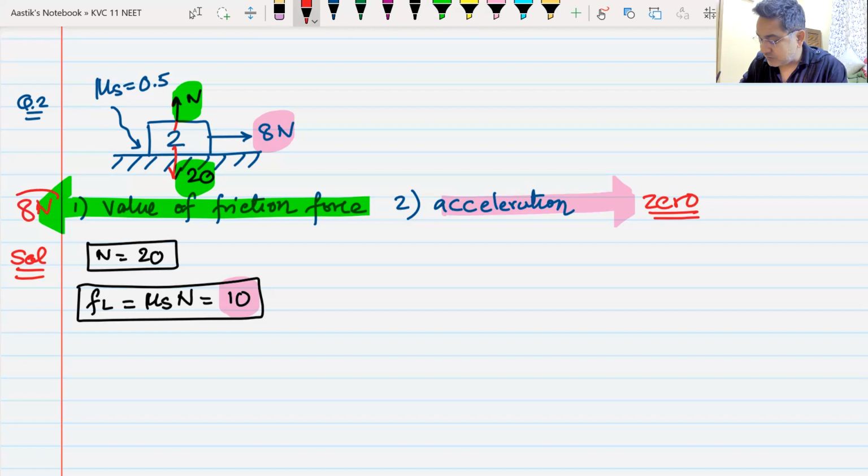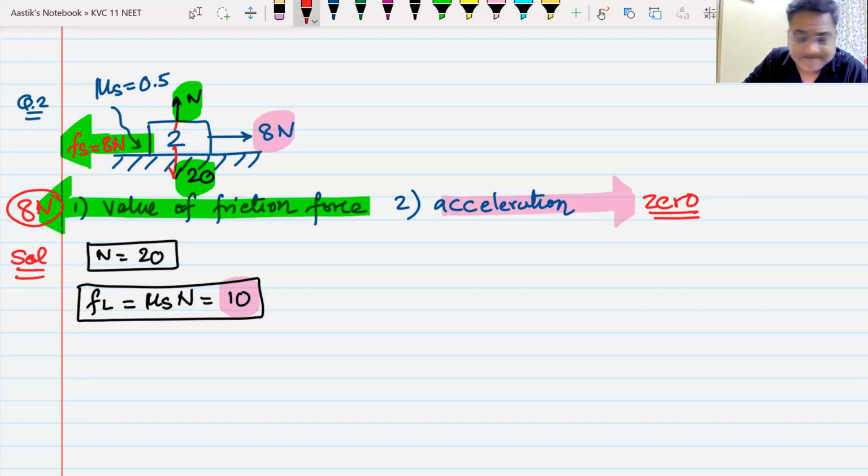It has to be equal to the applied force. We have seen it. The body does not move. Acceleration is 0. Frictional force would be the same as the applied force. It will be backwards. And the value is 8 newtons. Please note it down. I hope you have understood this.